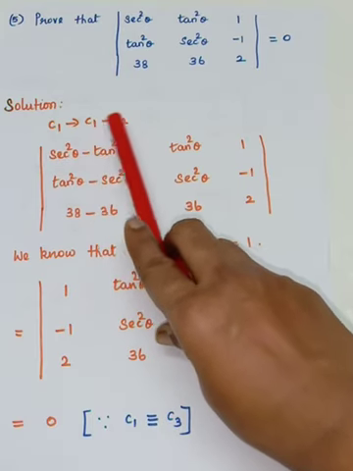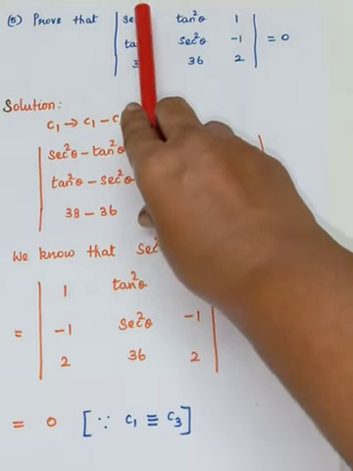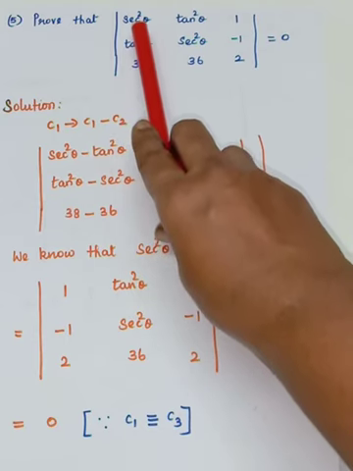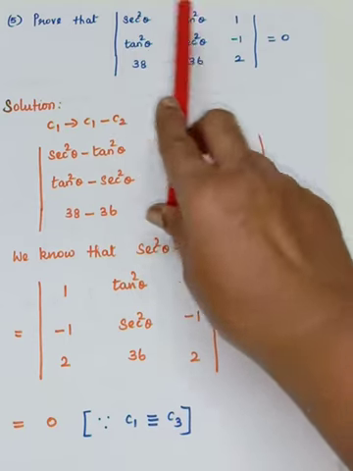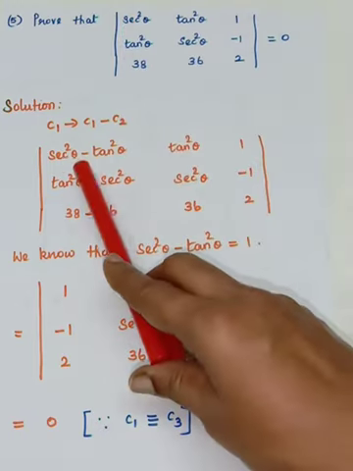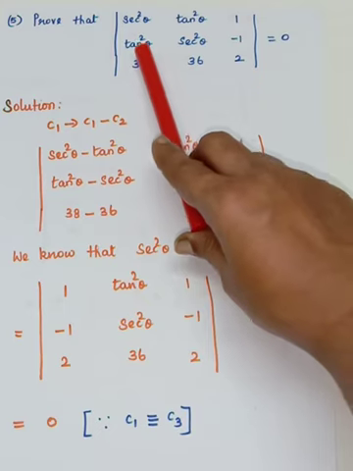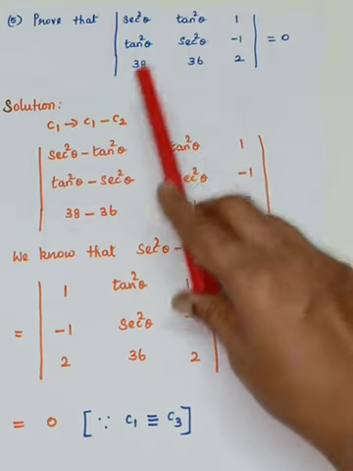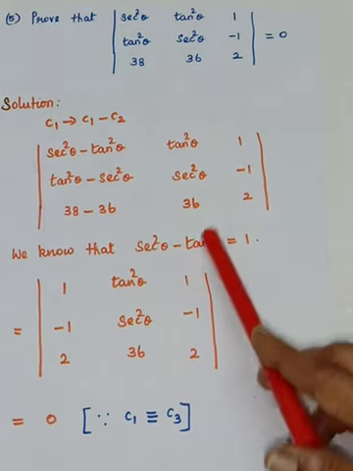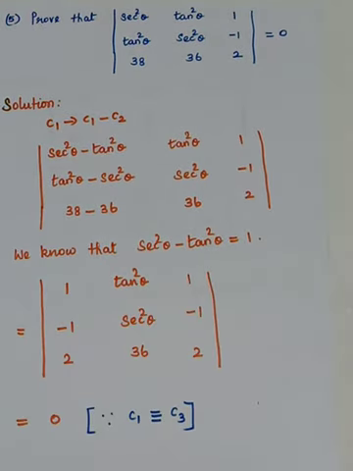C1 implies C1 minus C2. So you are going to write the answer in C1 as C1 minus C2. What is it? Secant square theta minus tan square theta. Next, tan square theta minus secant square theta. Next one, 38 minus 36. C2 is written as it is and C3 also written as it is.